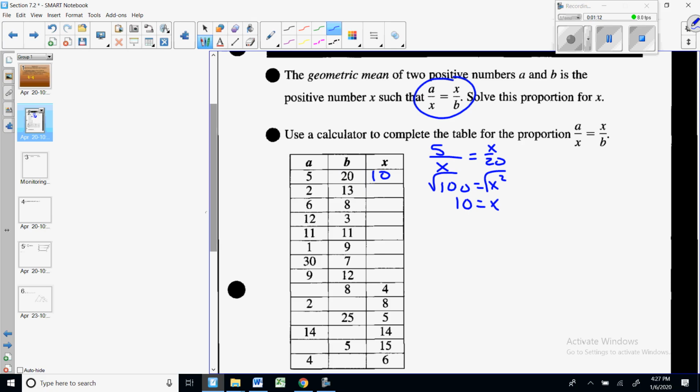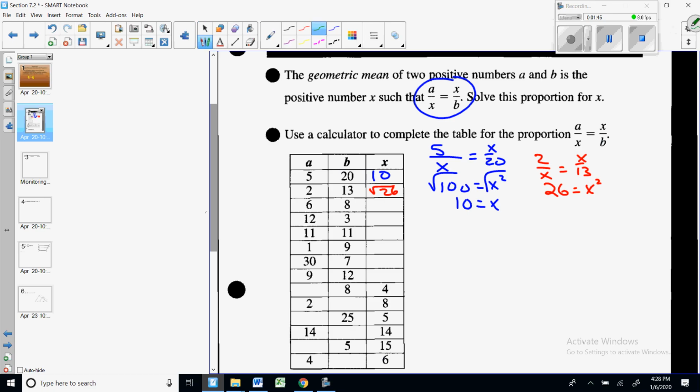Now, we're going to do one more here together right off the bat, and then I'm going to put you guys to work. On our next one, we have 2 and 13. So I'm going to take 2 over x and x over 13. When we cross multiply this time, x squared is going to equal 26. That's not something we can find the square root of perfectly, so for our x we'll just put our answer in as the square root of 26.